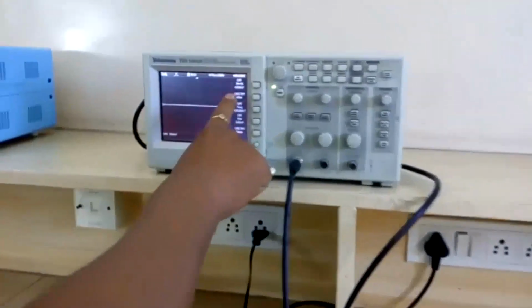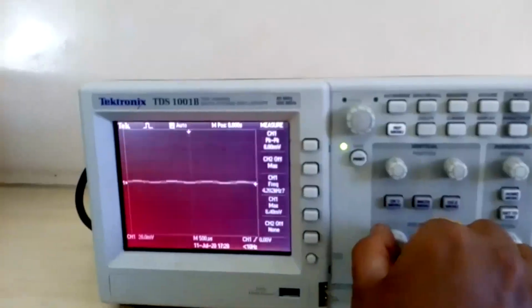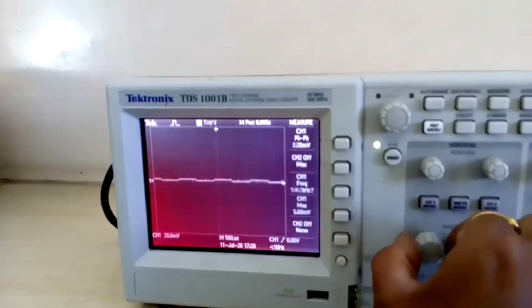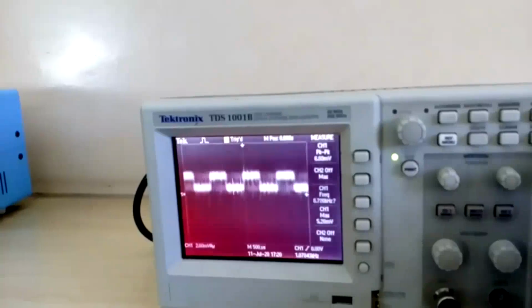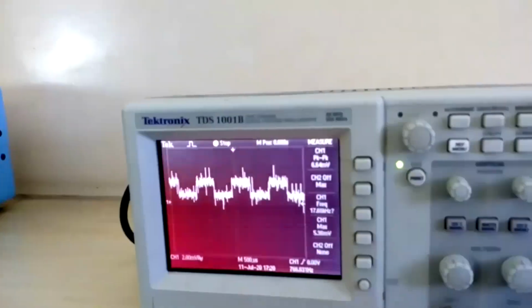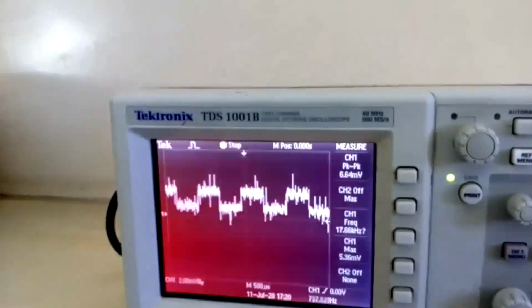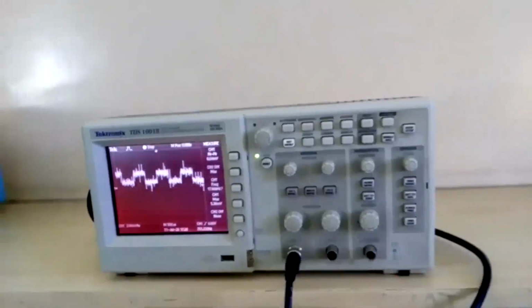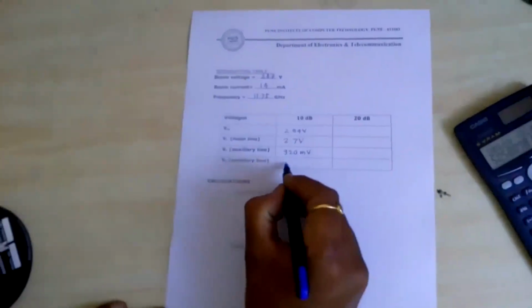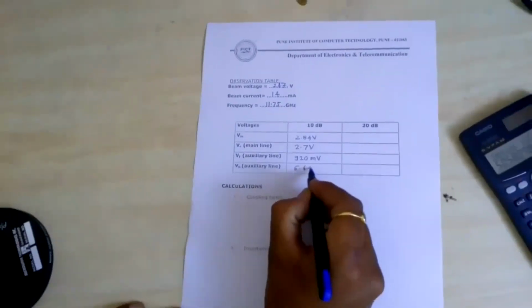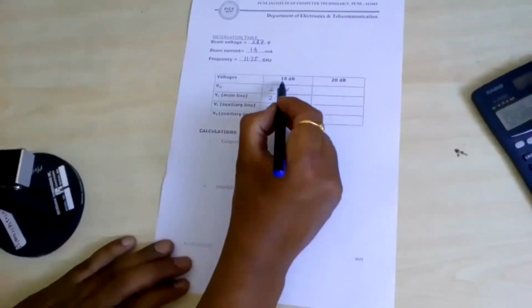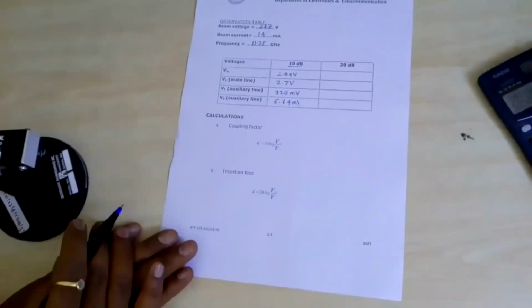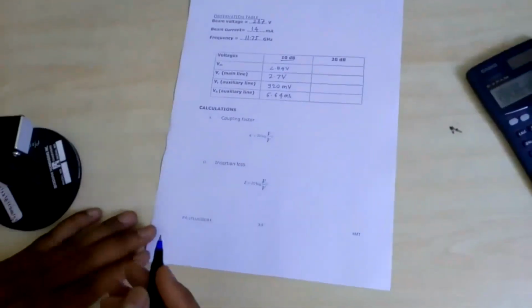You can observe it here. This is a square wave, and the magnitude is around 6.64 millivolt. So we can note down VB at the auxiliary line as 6.64 millivolt. This we have done for the 10 dB directional coupler. Now let us calculate.